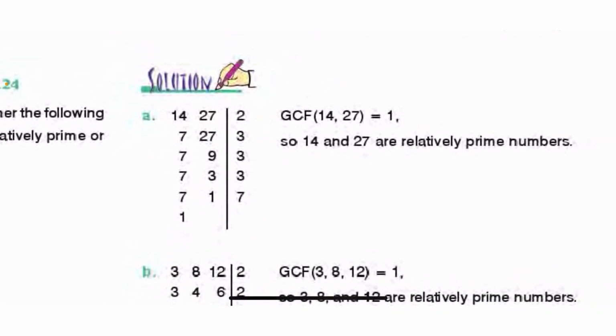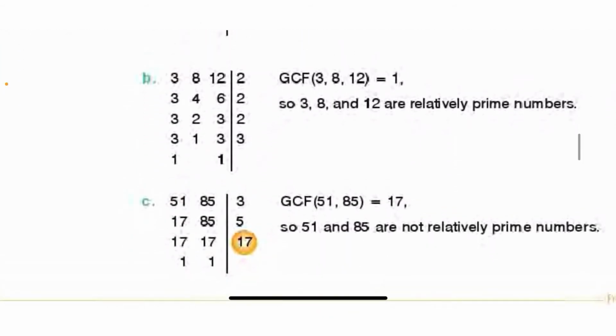Now, to find out if they are relatively prime or not, we again factorize them into divisors and find if they have any common factors or common divisors. So we divided by 2, and then 3, 3, and then 7. There are no common factors of 14 and 27 except 1. So they are relatively prime numbers. The answer is yes, they are.